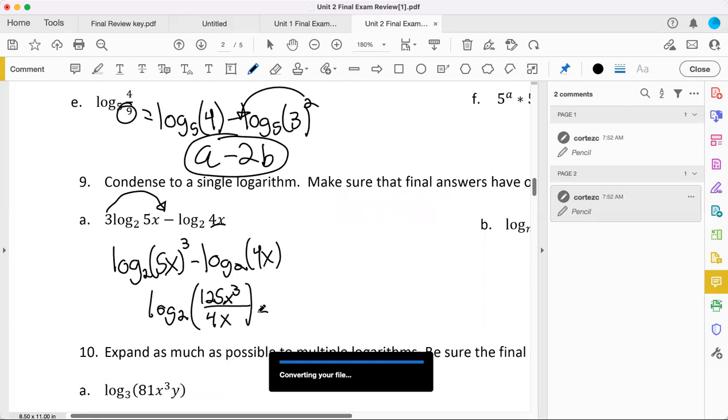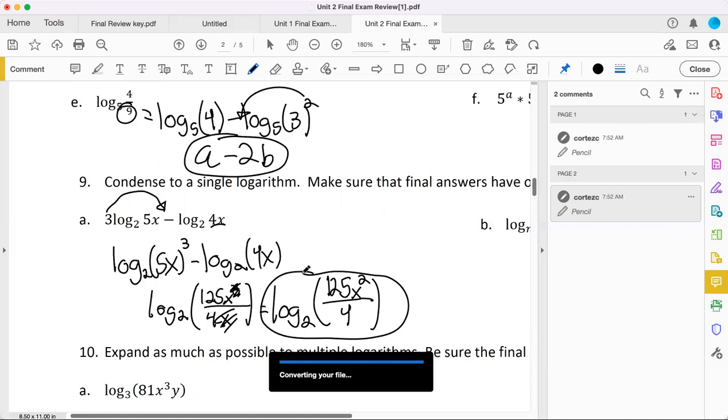What can cancel? Hopefully you're saying the x here and here. And this is about as good as it can get. If you can simplify this fraction, let me know. But I don't think it can be done. That's what this is. Bueno. Benissimo.